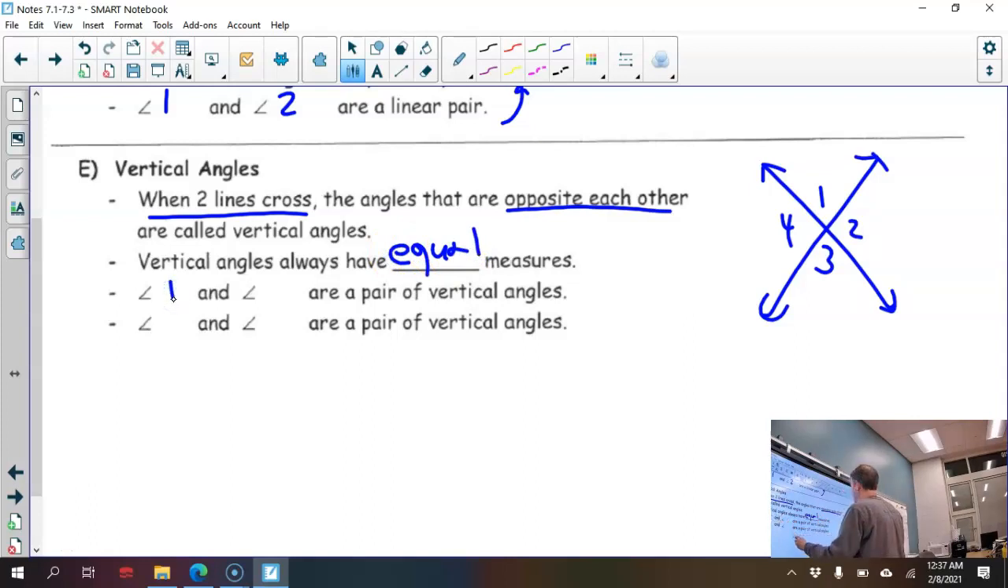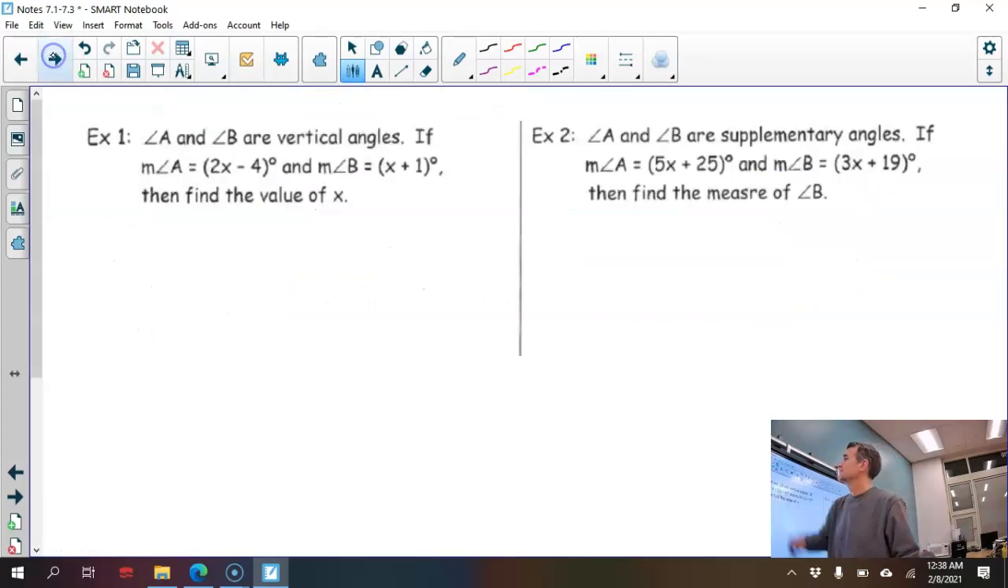So angle 1 and angle 3 are a pair of vertical angles. And angle 2 and angle 4 are a pair of vertical angles because they are opposite each other, right? Angle 1 and angle 3 are opposite each other, and they will have equal measures. Vertical angles always have equal measures.